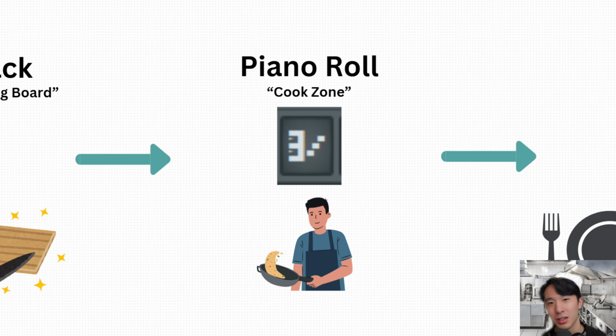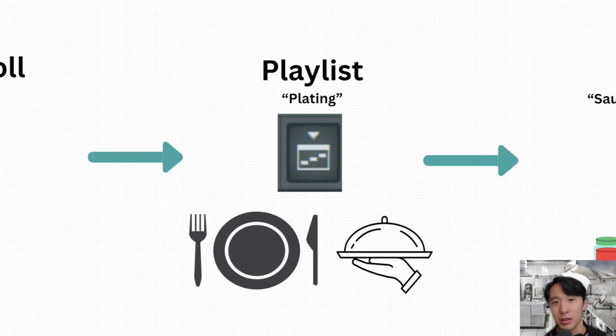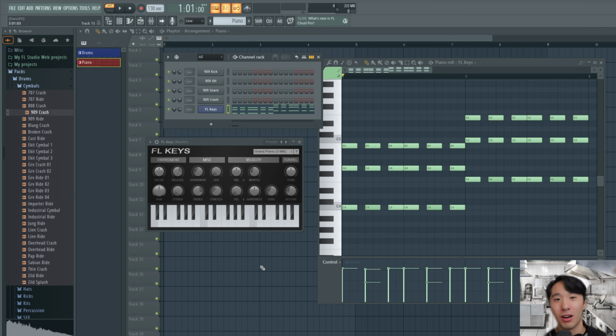Alright, now that we cooked up a piano loop and a drum loop, now we gotta put it together using the next feature called the playlist. You can think of the playlist as plating or presentation. Alright, since we already have the playlist maximized, we can remove all these other windows by right-clicking the playlist.